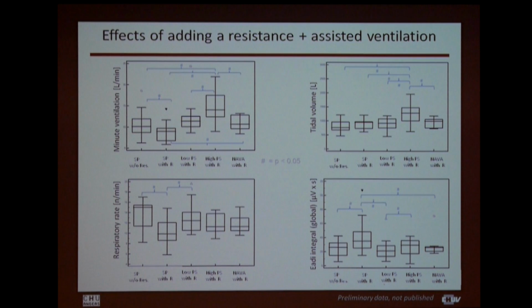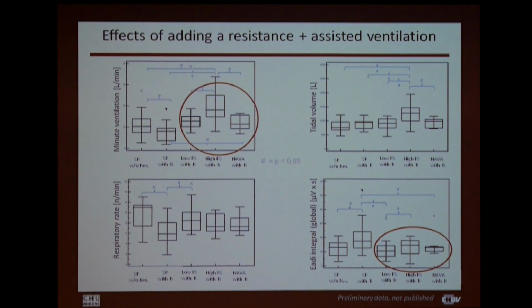You have from left to right: spontaneous breathing without resistance, spontaneous breathing with resistance, assisted ventilation with resistance with a low level of pressure support, then a high level of pressure support, and then NAVA ventilation. And here you also see that there is no parallel evolution of minute ventilation or tidal volume and of EADI.